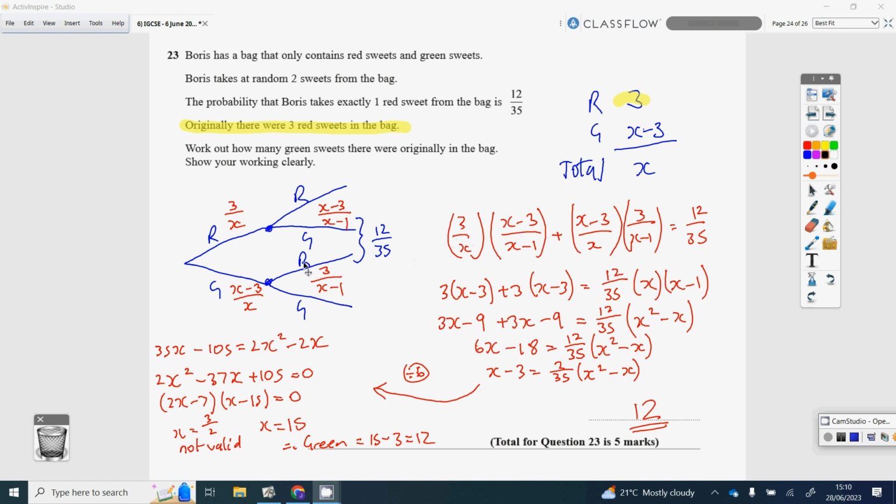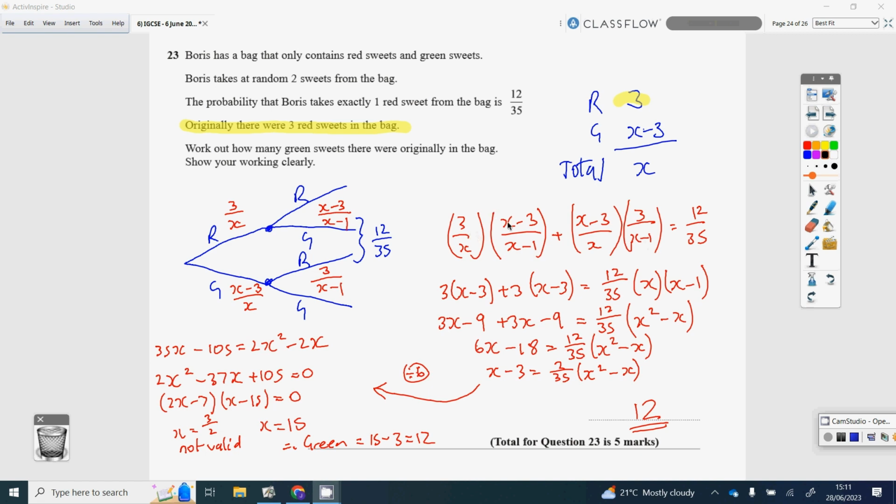Now, what about green-red? Getting a green with our first pick, that's x minus 3 out of x. And then getting a red with our second pick, well, we've still got 3 reds because we picked a green first of all. And our total is now x minus 1. We've gone down 1 because we've picked a green. So green-red is this times this: x minus 3 over x times 3 over x minus 1.